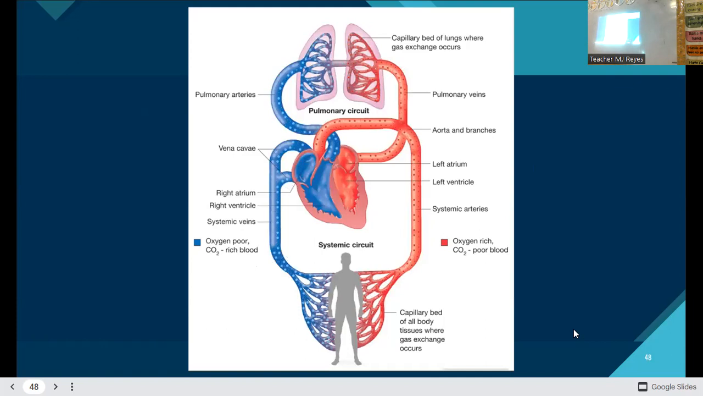Right ventricle. From the right ventricle, blood will pump to the lungs. This is your pulmonary circulation. But it will pass through this valve. That valve is called the pulmonary valve, to the pulmonary artery.